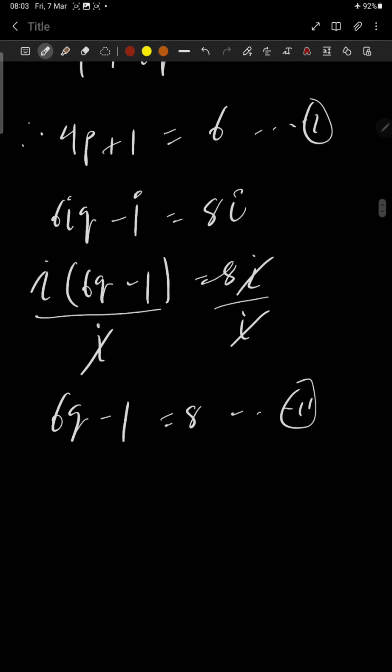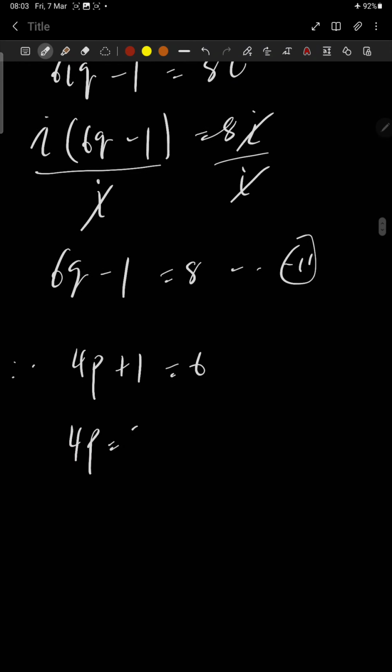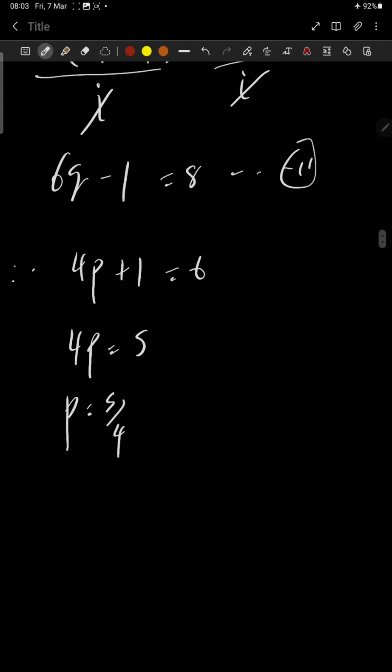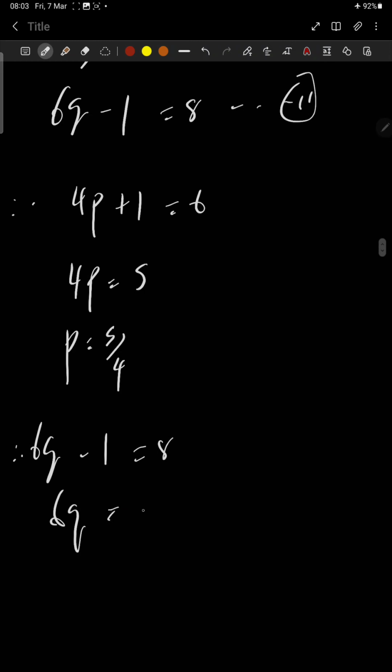Okay, now I'll solve equation 1. Therefore, I'm going to have 4P plus 1 is equal to 6. Then 4P is equal to 5, which is 6 minus 1, then my P will be equal to 5 over 4. Also 6Q minus 1 is equal to 8. So this will be 6Q is equal to 9, over 6 over 6. My Q will be 3 over 2. Okay, these are the answers there.